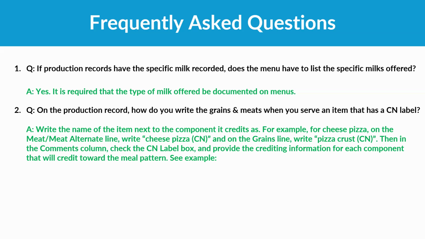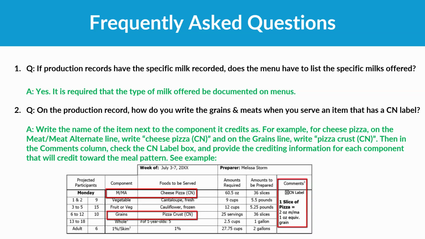So for example, for cheese pizza on the meat alternate line, write cheese pizza, and you can write CN, child nutrition label in parentheses. And then on the grains line, write pizza crust, CN label. Then in the comments column, you can check the CN label box and provide the crediting information for each component that will credit towards the meal pattern.